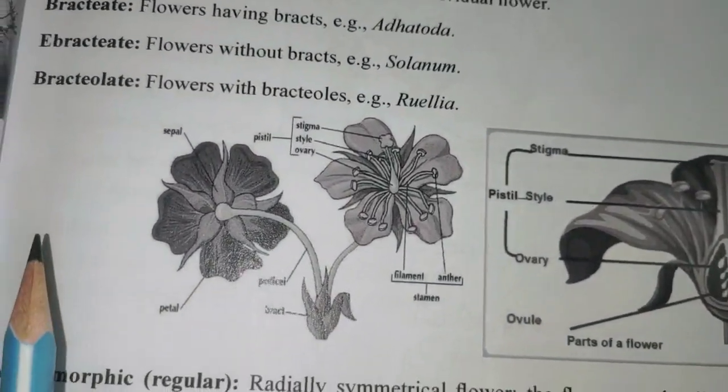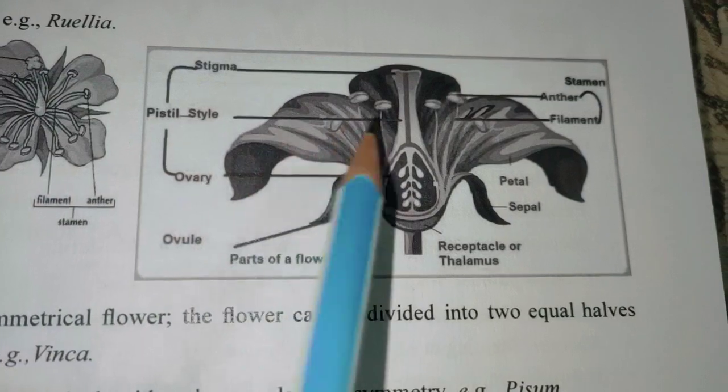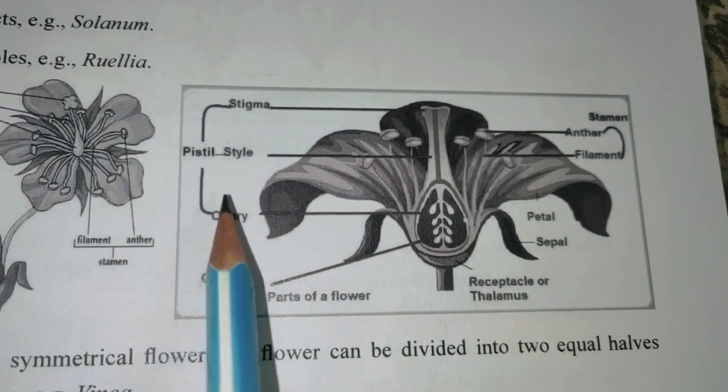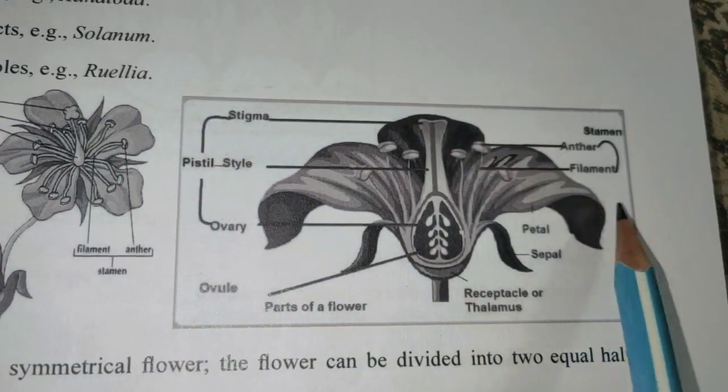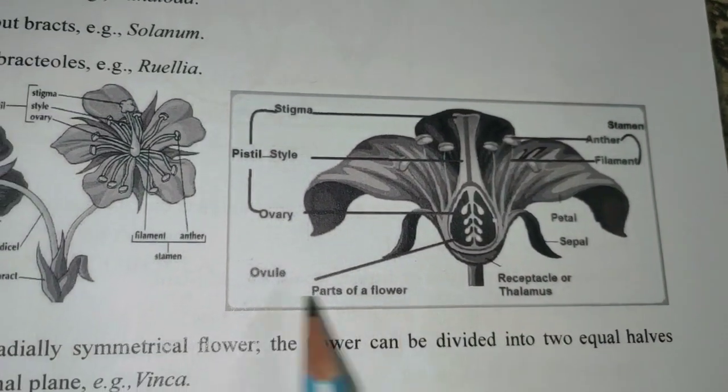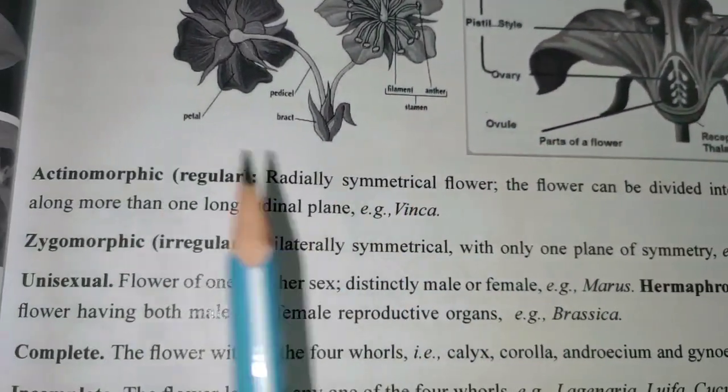This is the flower. A flower has ovule, ovary, pistil, style, stamen, anther, filament, petals, sepals, thalamus. This is the part of flower.